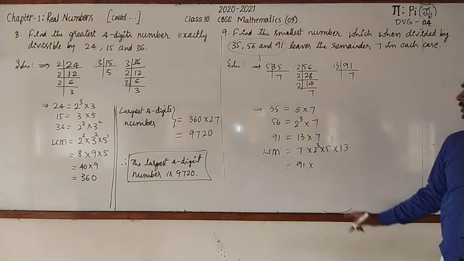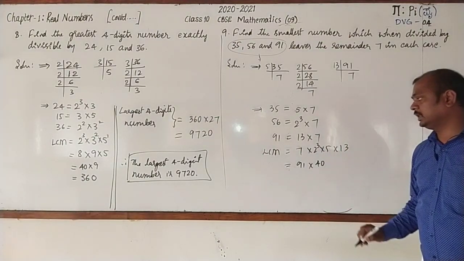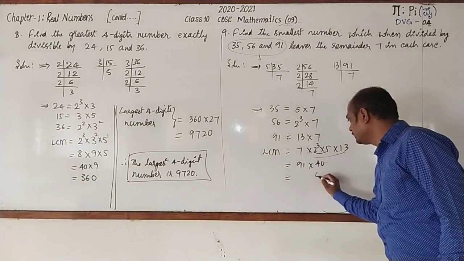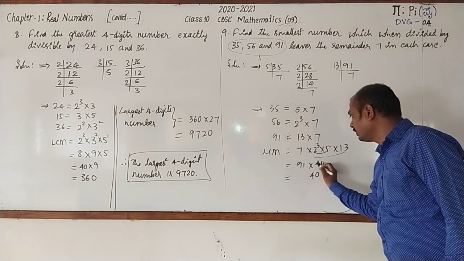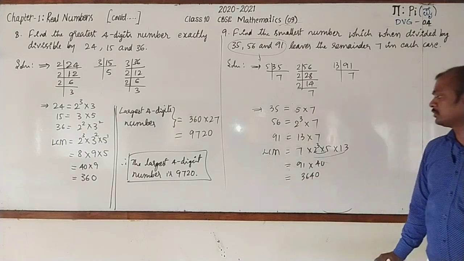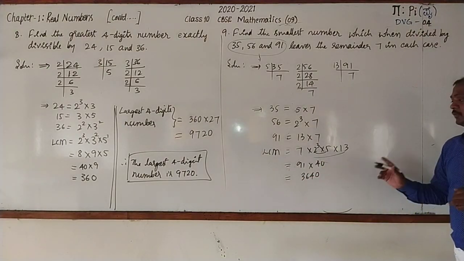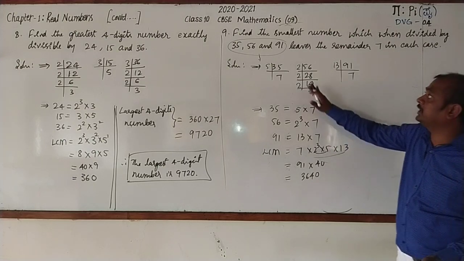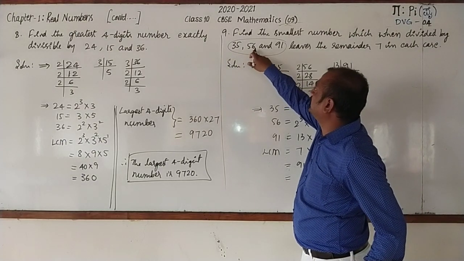What is 2 cube? 8. 8 5s are 40. We have multiplied these two, then these two. It's equal to 0. 4 1s are 4. 4 9s are 36. 3640. This is the number which is divisible by 35, 56 and 91.